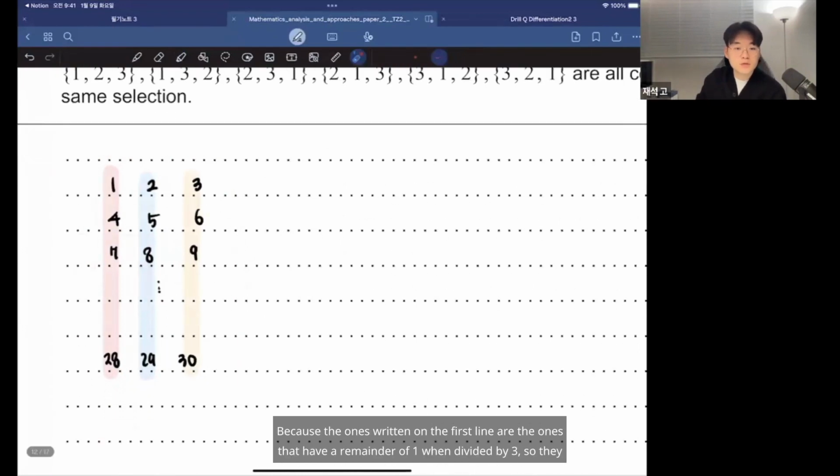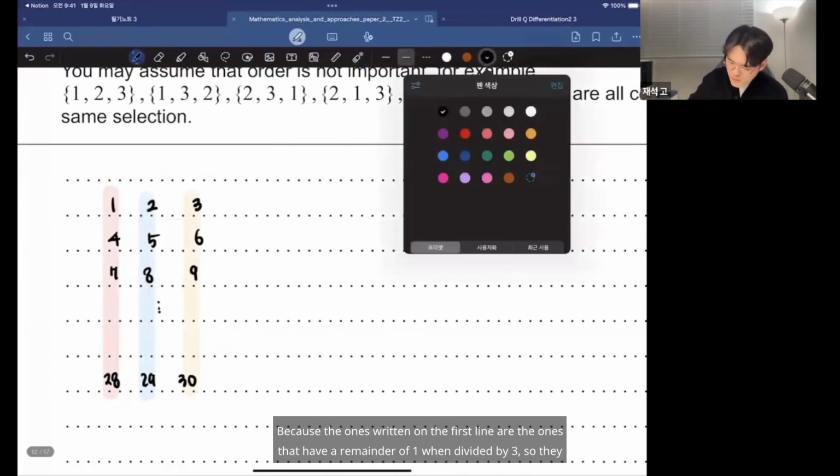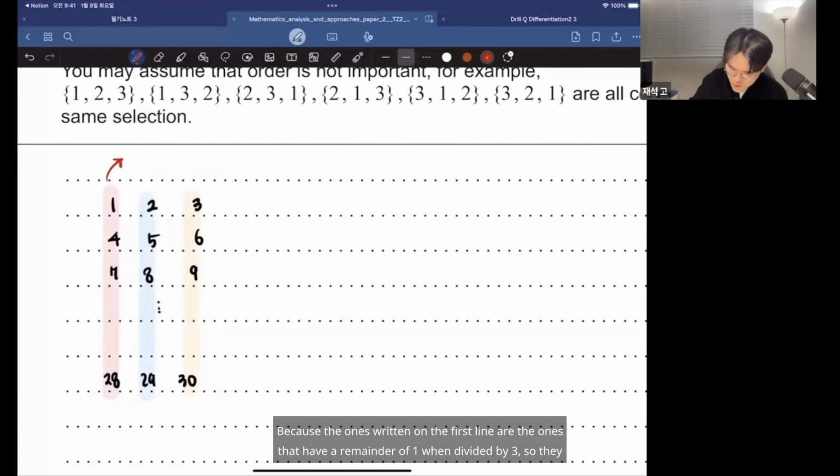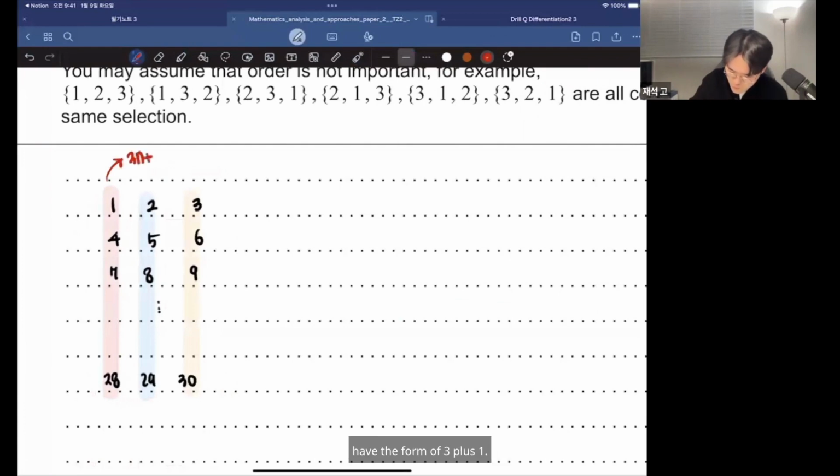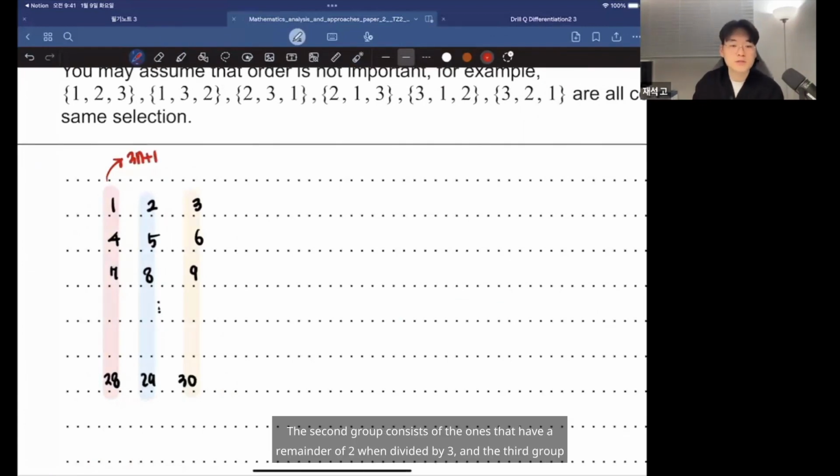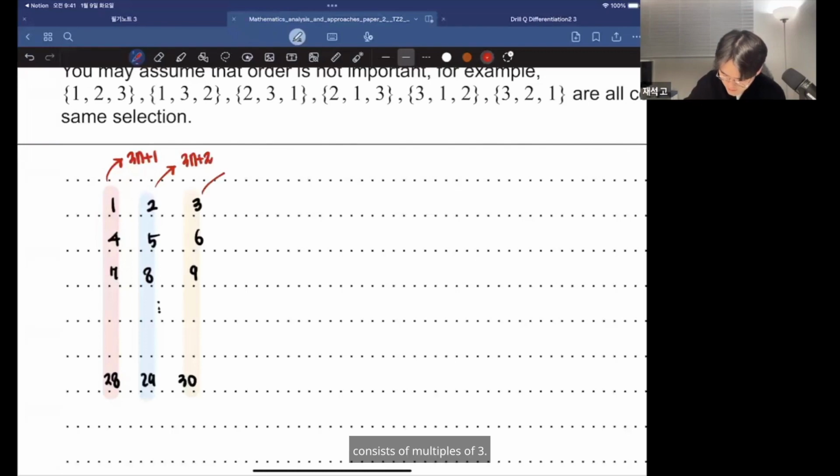Because the ones written on the first line are the ones that have a remainder of 1 when divided by 3, so they have the form of 3n plus 1. The second group consists of the ones that have a remainder of 2 when divided by 3, and the third group consists of multiples of 3. So we add them up to make multiples of 3. What is the first case?